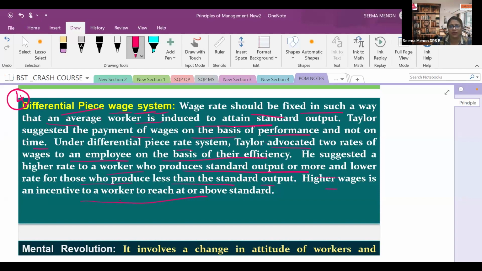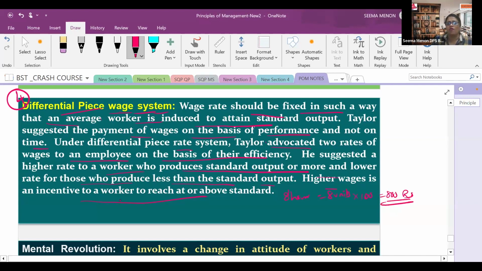For example, I will explain. Every day a worker has to produce, suppose, 1 unit per hour. So they will be working for 8 hours, and in 8 hours they have to produce 8 units. That is the minimum. So for 1 unit they will get 100 rupees. So for 8 units, 8 into 100, that is 800 rupees they will be getting.